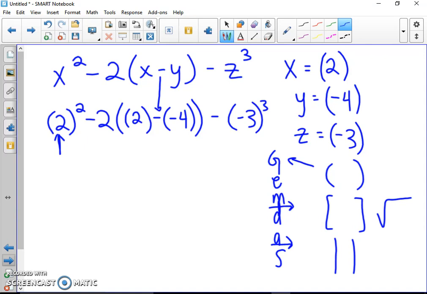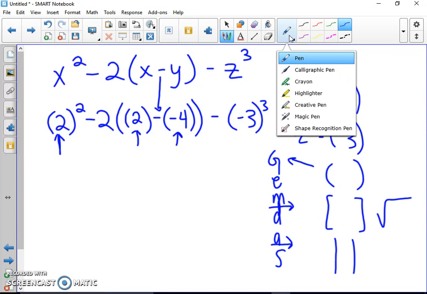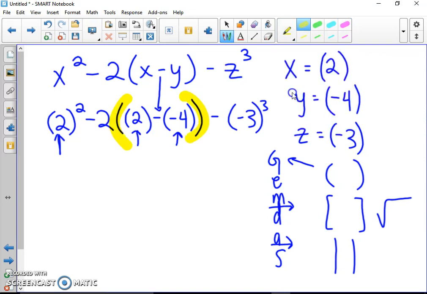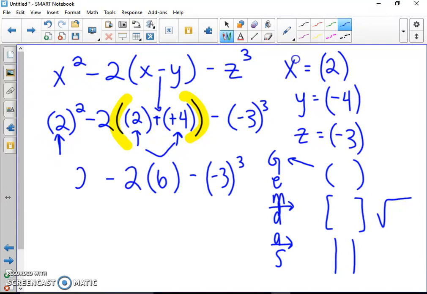Here. Can't really simplify that. Here, here, but most importantly, we have grouping symbols here. We can absolutely simplify what's inside that. So we have 2 minus negative 4. Minus a negative is the same thing as plus a positive. So 2 plus 4 gives us 6. Everything else stays the same. Okay. We've completed our grouping symbols.